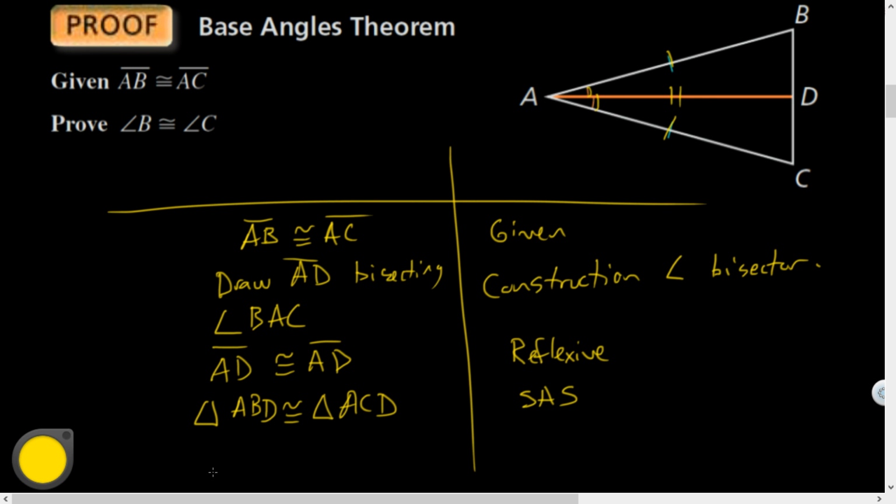And now watch this trick. Are you ready for this? Angle B is congruent to angle C. The reason is because the corresponding parts of congruent figures, in this case triangles, are congruent.